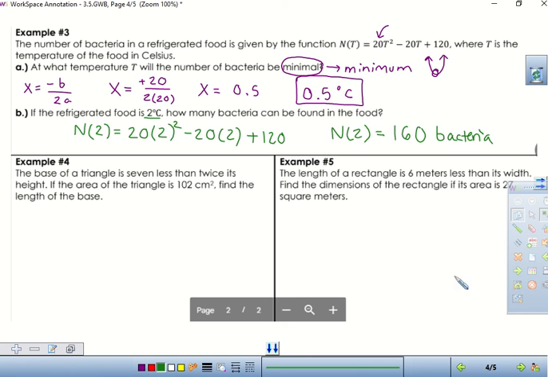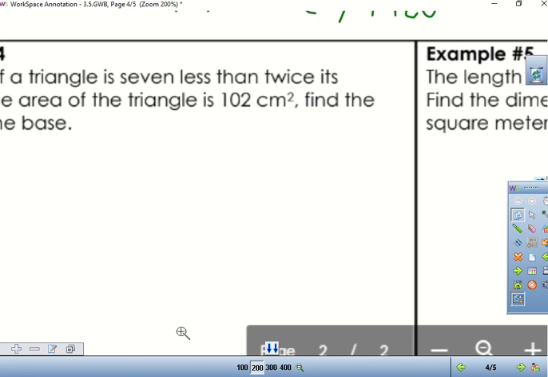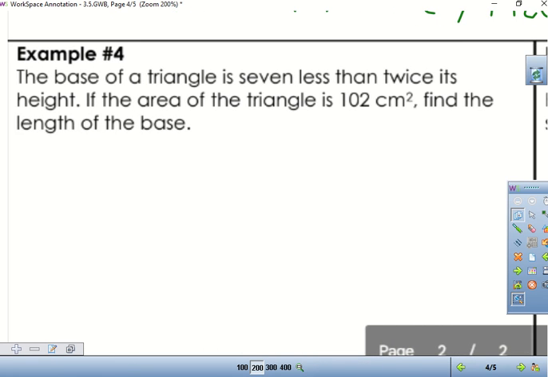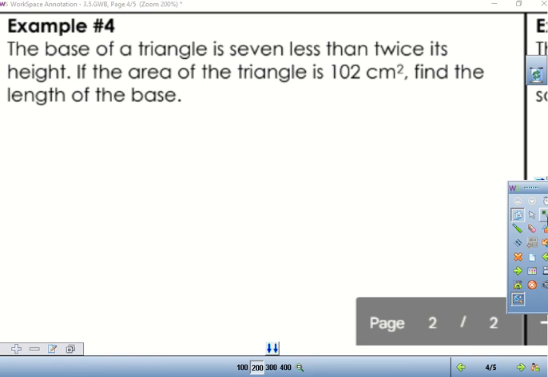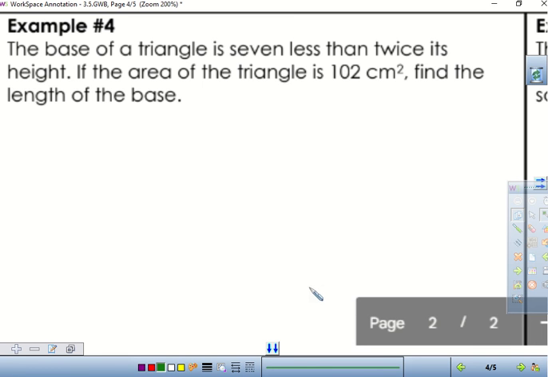So now we're going to look at some problems that use some skills that you've learned from geometry and other classes to come up with some formulas. Don't be too scared, guys. So this question says, the base of a triangle is 7 less than twice its height. If the area of the triangle is 102 centimeters, find the length of the base. What is the formula for area of a triangle? Base times height. Good, half times base times height. So we know in this case the area is equal to what?